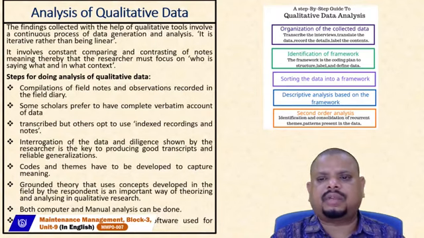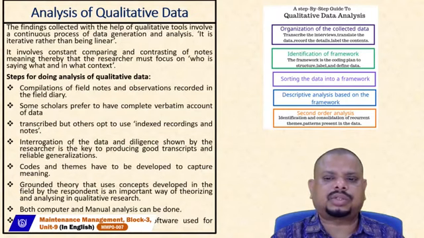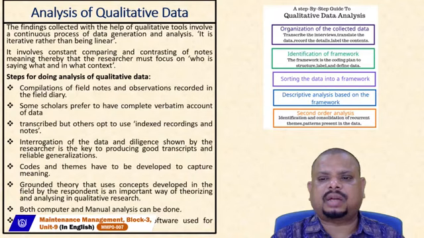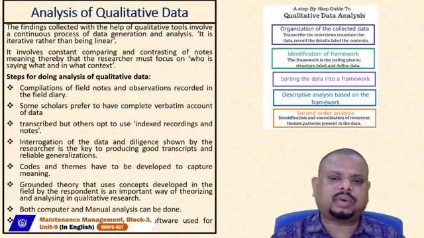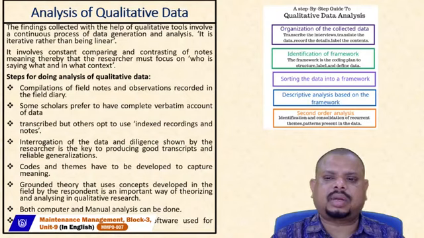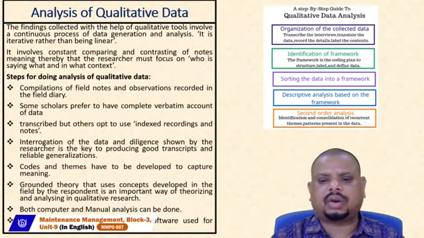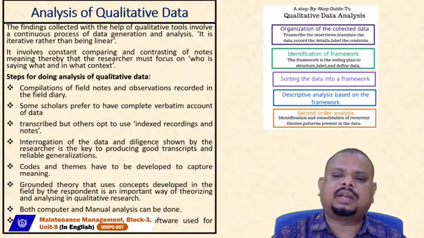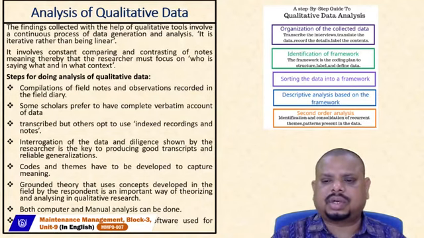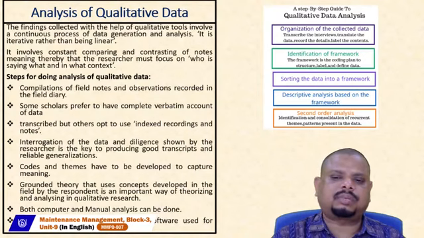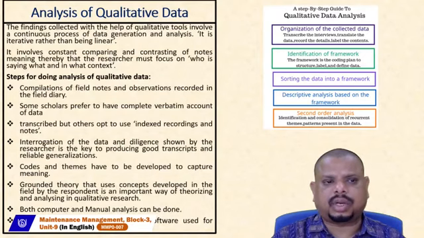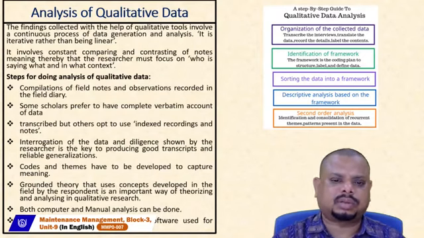In step number two, identification of the framework for your research. This framework is the coding plan that structures, labels, and defines the data sets. Then the next one is categorization, which is sorting the data into frameworks. Then descriptive analysis based on the framework. And if required, you go for the last step, which is second order analysis. That means you have to go for identification, then consolidation of recurring themes and patterns present in the data. So these are the different steps that should be followed in the analysis of qualitative data.